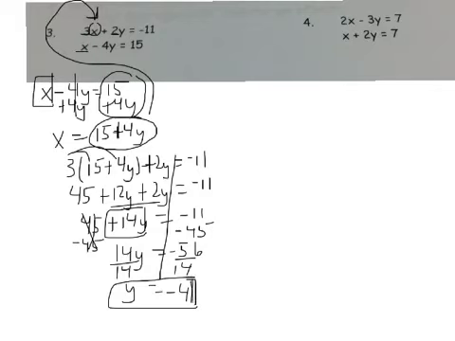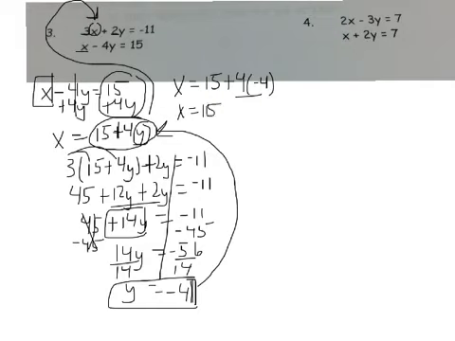Okay, now I'm going to take it. The easiest place to plug it back into is the one you solved for. But you could plug it in for the top two. It's just more work. So I'm going to take out this y, and I'm going to put a negative 4 in there. So this is what it'll look like. X equals 15 plus 4 instead of y. It's 4 times negative 4.